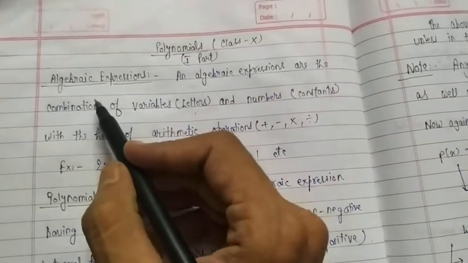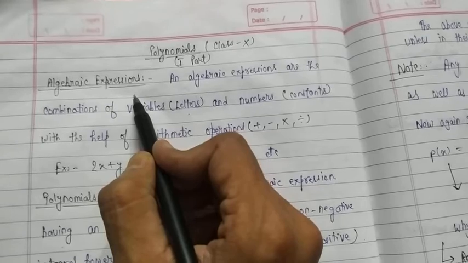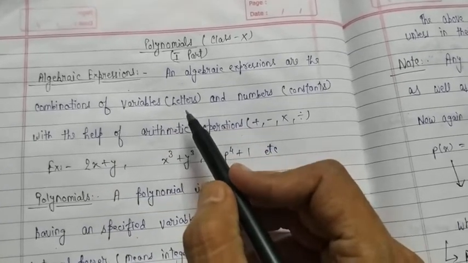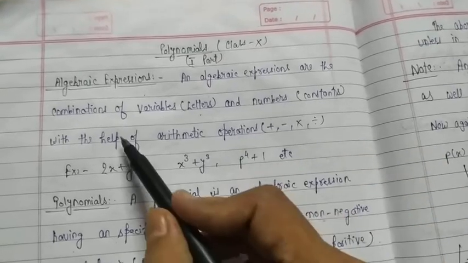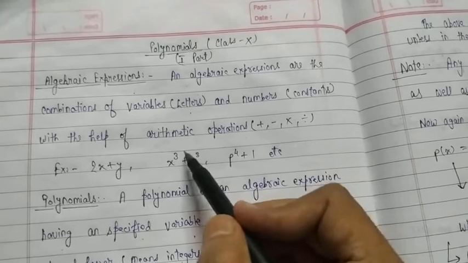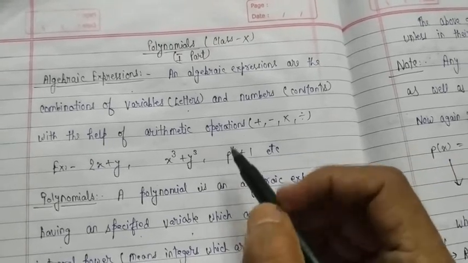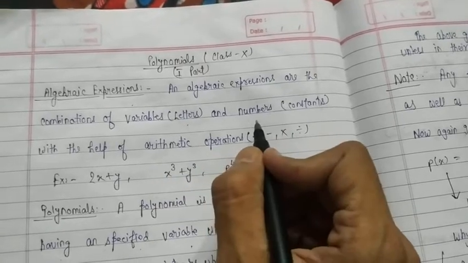Now first, the definition of algebraic expression. Now first focus on the definition. What is an algebraic expression? Algebraic expressions are the combinations of variables and letters with the help of arithmetic operations. Now I am going to define these terms separately.